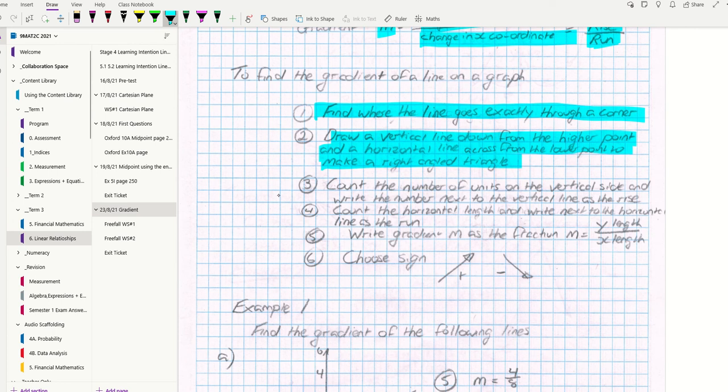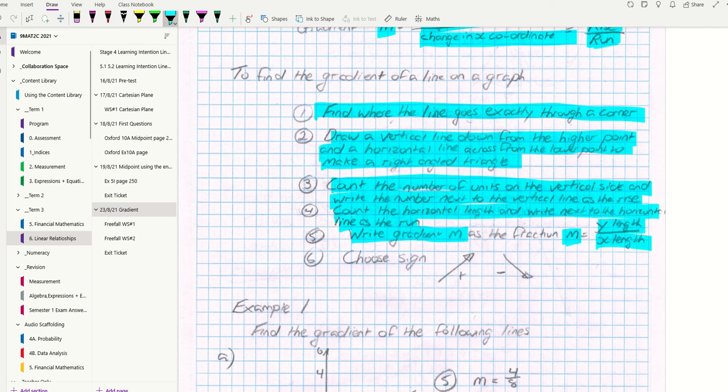After we've got our right-angled triangle, we're just going to count the number of units on the vertical line side and write the number next to the vertical line as the rise, or just the change in y value. Then we're going to count the horizontal length and write it next to the horizontal line as the run. Then we're going to write gradient M as the fraction: M equals the y length on the x length, or the rise on the run.